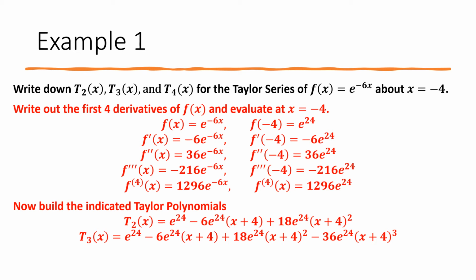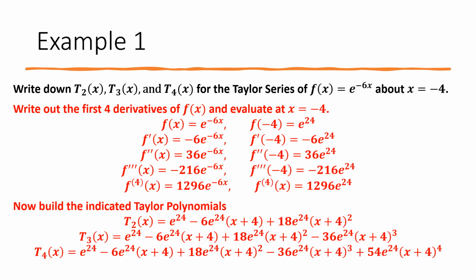Now when I want to find T sub 4, again, I'm going to do the same thing. I'm going to write all of T sub 3, plus I'm going to add on that fourth derivative piece. Remember for the fourth derivative piece, you have to divide by 4 factorial. So 1296 divided by 4 factorial is 54. And so the very last piece of this would be 54 e to the 24th, x plus 4 to the 4th. Notice for each one of the Taylor polynomials that I wrote out, I only went to that indicated degree. I didn't go any further. I didn't put dot, dot, dot. I stop when I get to the degree that they asked me to stop at.